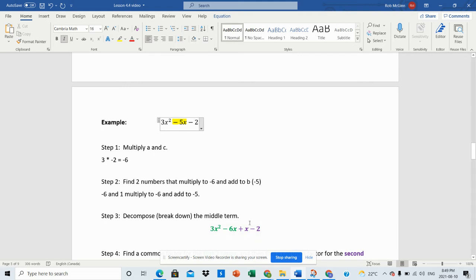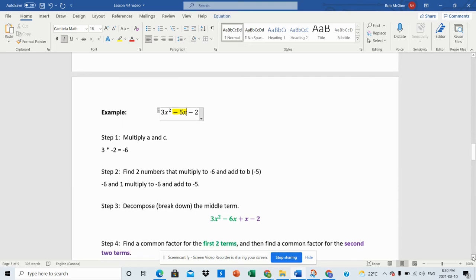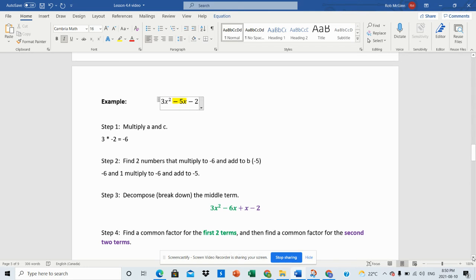Once we've done that, we're going to take these first two terms in green. We're going to find a common factor and pull that out of both those terms. And then we're going to look at the two terms in purple, and we're going to find a common factor for those. And our goal is to have the same things left over. So I'll show you what I mean by that. Find a common factor for the first two terms, then find a common factor for the second two terms.